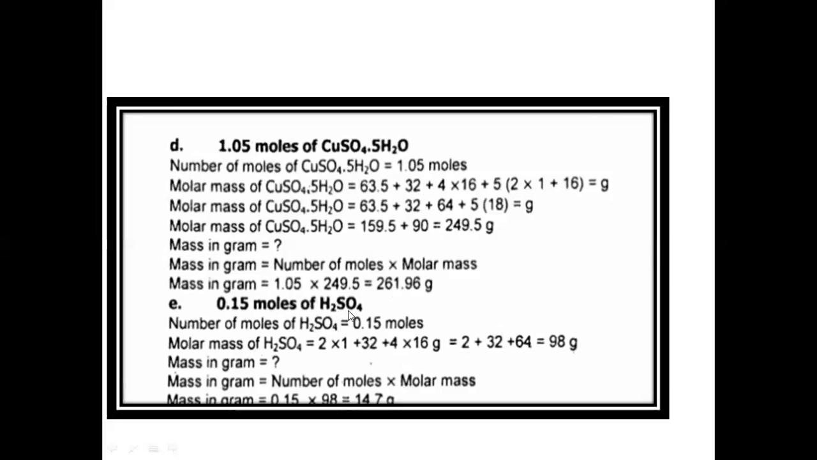E part, 0.15 moles of sulfuric acid. So number of moles given are 0.15 moles. Molar mass of sulfuric acid is 98 grams. Mass in gram we have to find out. Formula is number of moles into molar mass. So 0.15 into 98 is 14.7 grams.